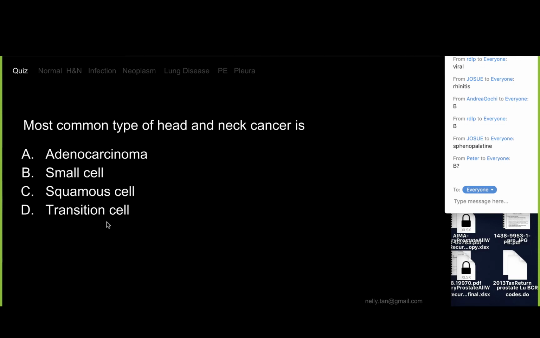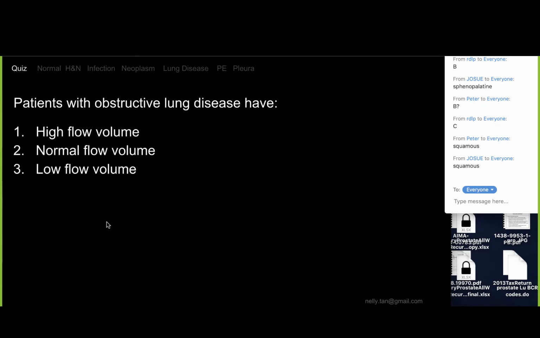What is the most common type of head and neck cancer? Adenosquamous, small cell, transitional cell. Any guesses as to the subtype of head and neck cancer that's most common? Usually related to smoking, alcohol exposure, sometimes viral, EBV, especially in immunocompromised. Squamous.